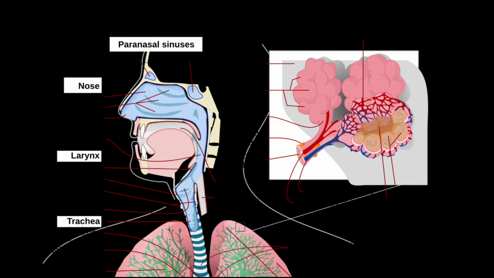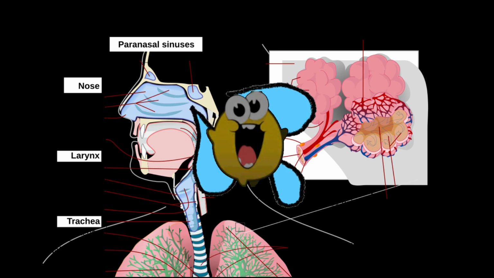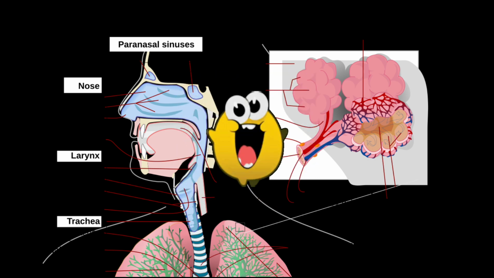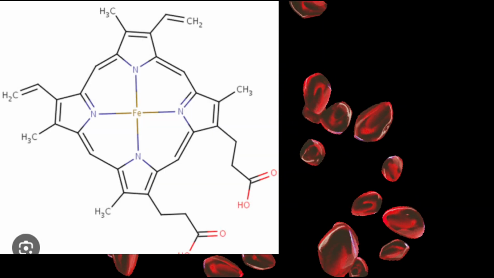CO2 is 20 to 25 times more soluble than O2. Oxygen is transported in the blood mainly bound to the hemoglobin within RBCs, that is 97%, and a small amount is dissolved in the plasma, that is 3%. Hemoglobin binds reversibly with O2 to form oxyhemoglobin. Each hemoglobin molecule can carry up to 4 oxygen molecules.